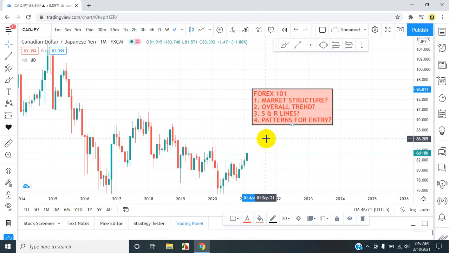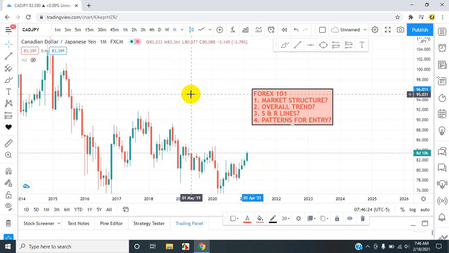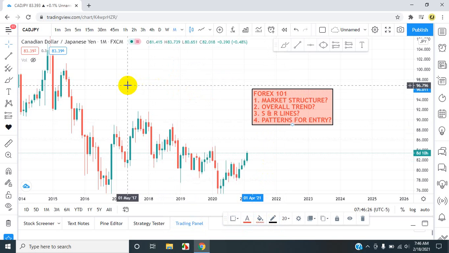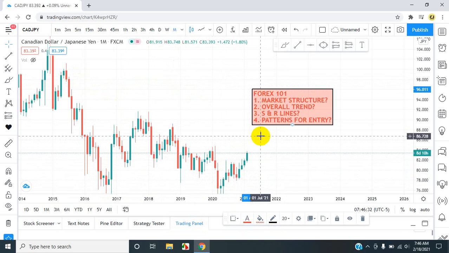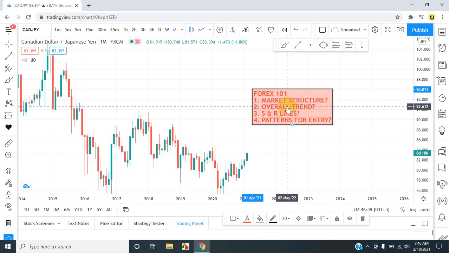Okay, Forex 101. Market structure: we identify market structure. The market's coming down, hit a support. It is in the W formation currently right now. We may be looking for a retest for the market to shoot up further. If not, the market just goes down or consolidates. So that's market structure.